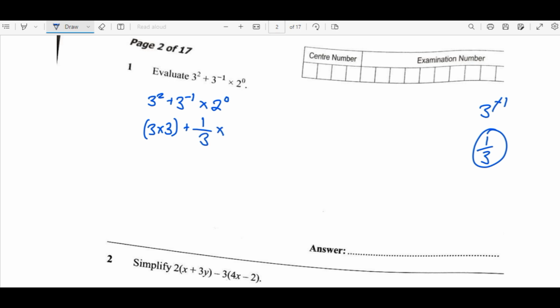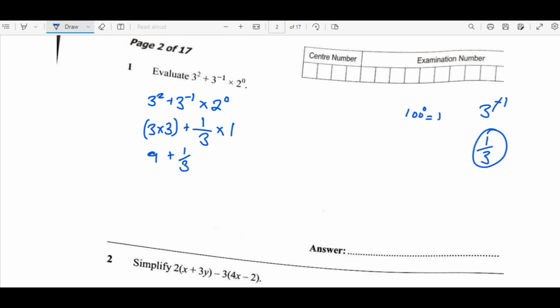So any number which is raised to the power 0, or any letter which is raised to the power 0, the answer is always 1. So you should always understand that principle, that any number which is raised to the power 0 is always 1. It can be 100 raised to the power 0, still it is 1. So we can multiply 3 by 3 is 9 plus 1 over 3. So when you multiply 1 by 1, which is still 1.